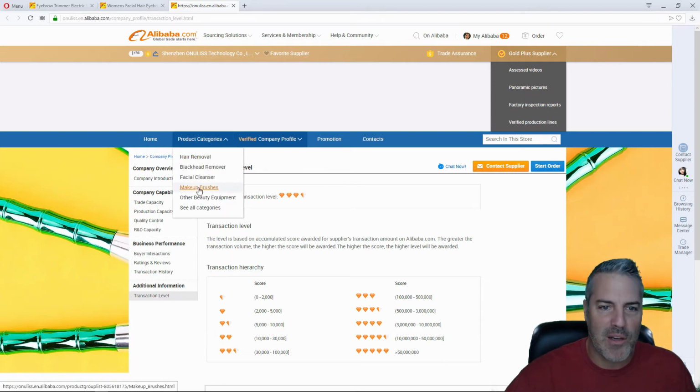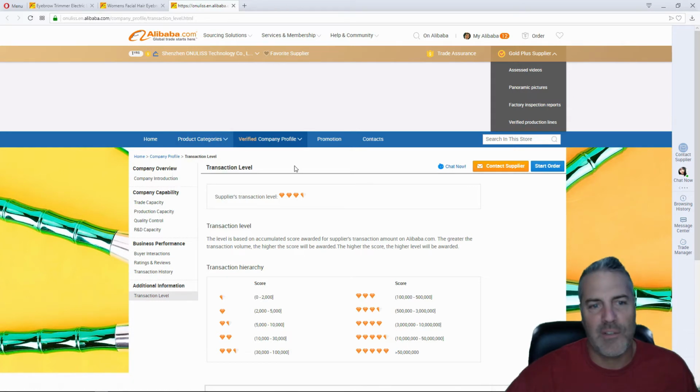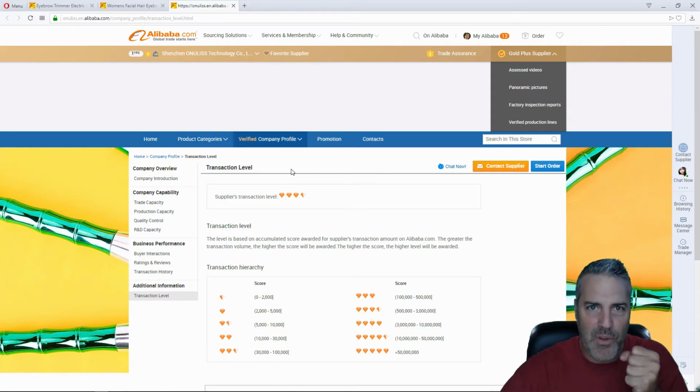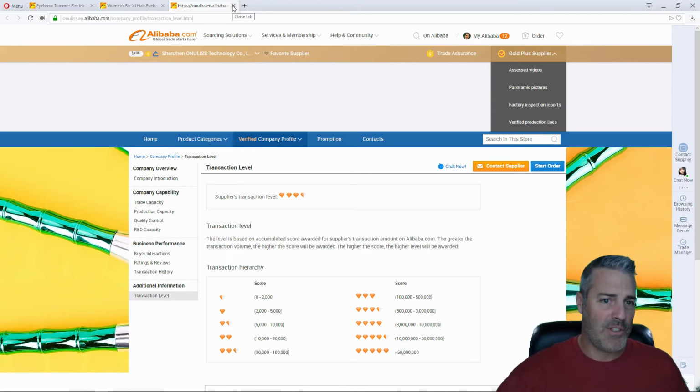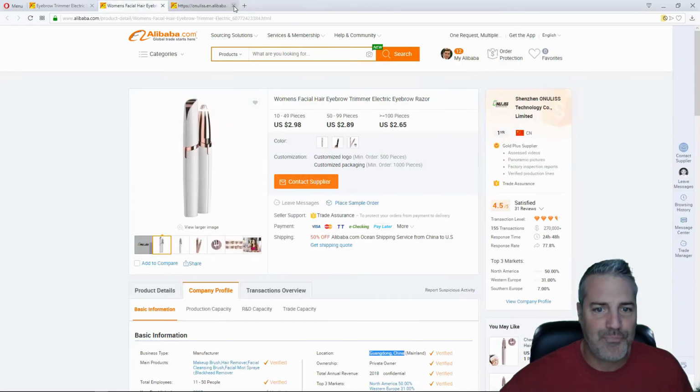But since it looks like makeup brushes, facial cleanser, blackhead remover, etc., it looks like they're really tightly focused on the beauty niche. So that's a good thing. Plus, with these other products, I might be able to expand my line with them. So that all looks good.